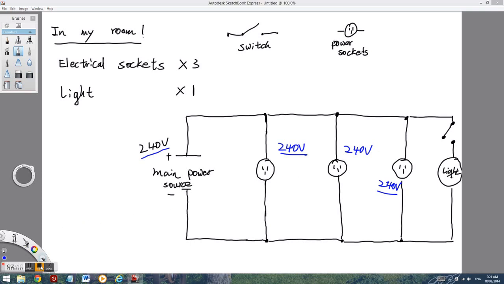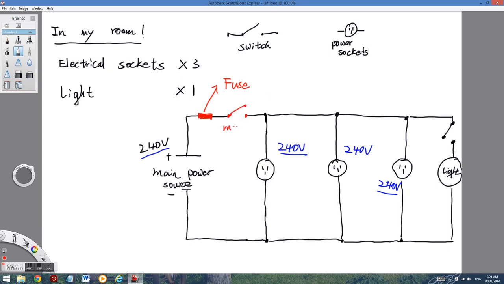In every household, there's a fuse. In most cases, it's located near the main power source. So if the total current gets too big, the fuse will break down and hence break the circuit. Also beside the fuse, there will be a main power switch. The main power switch will be somewhere there. So the idea is if we turn off the main power switch, the circuit breaks.